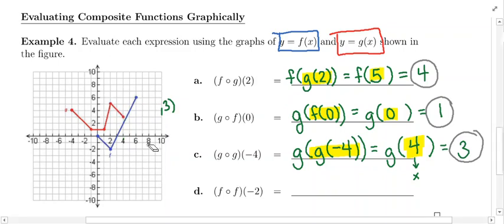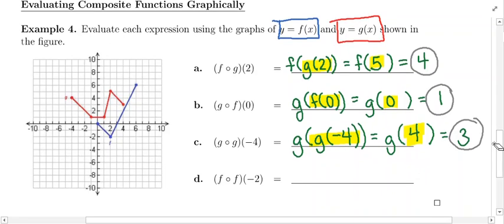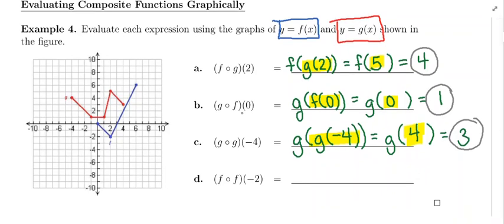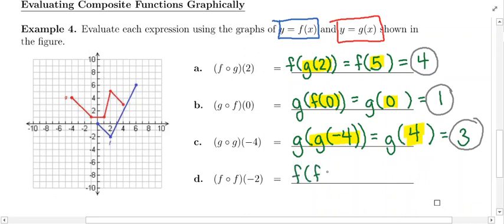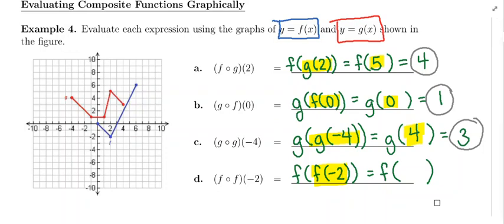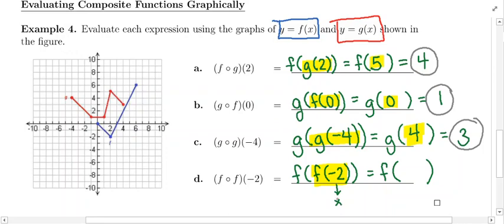All right, one more. On the last one, we are going to be looking at f of negative 2. We're going to write this as f of negative 2. We're only going to be using the blue graph here. We're going to keep f on the outside and figure out the inside, which is f of negative 2, which I've highlighted in yellow. That means my x value is going to be negative 2. So we're going to look at x equals negative 2. That's right here. We need to look at the corresponding point on the blue graph because that's f.